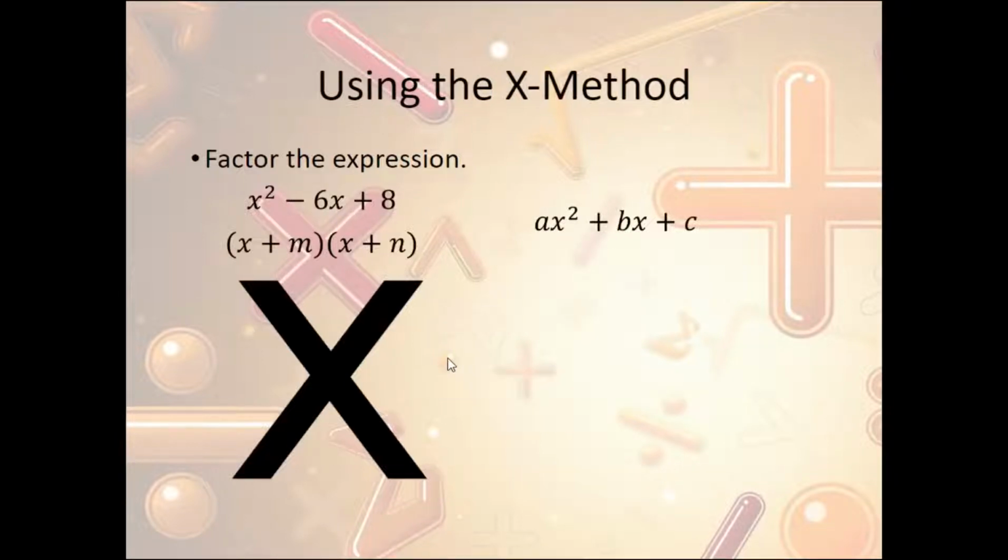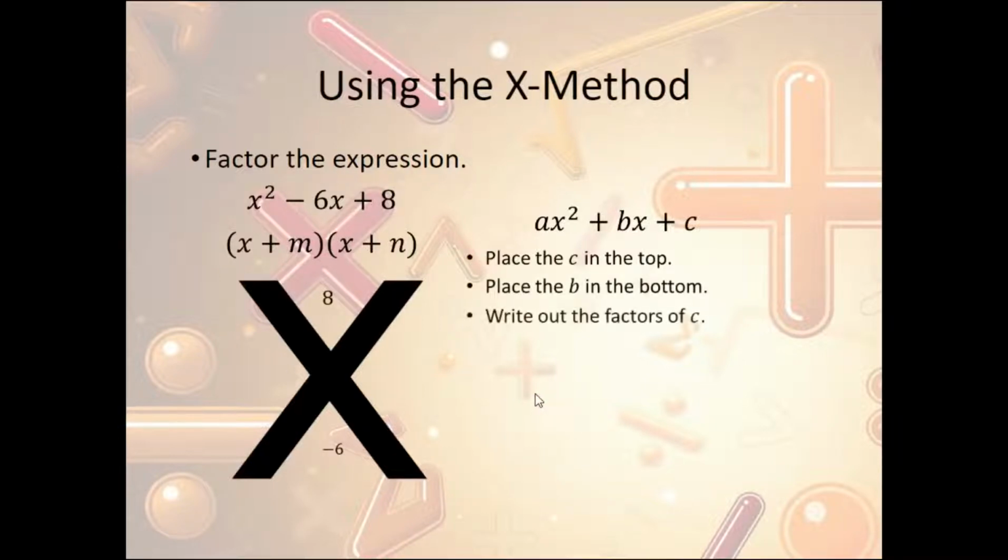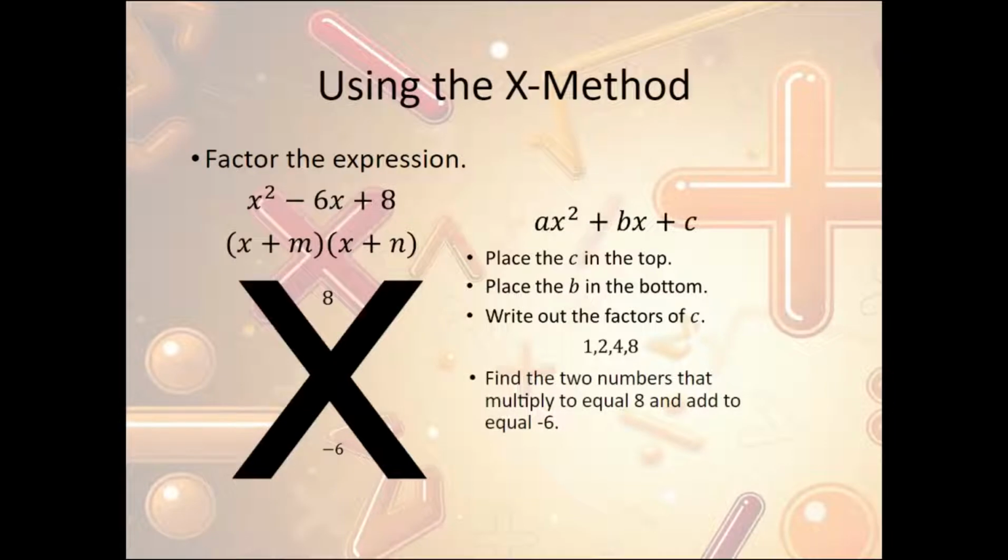Let's look at another example. We have x squared minus 6x plus 8. So same thing, place c at the top. So c is 8, so that goes here. Place b in the bottom, which is negative 6. So that goes there. Then I'm going to write out the factors. What are the factors of 8? Well, I have 1, 2, 4, and 8. Now, which of those are going to multiply to equal 8 and add to get negative 6? Well, remember, these can be both positive or negative.